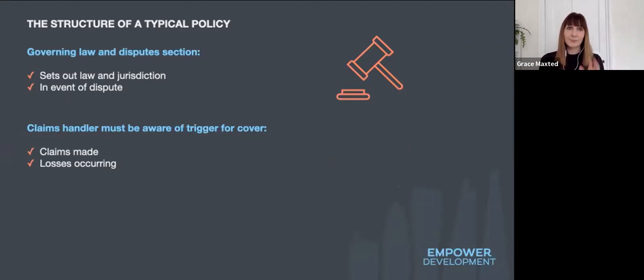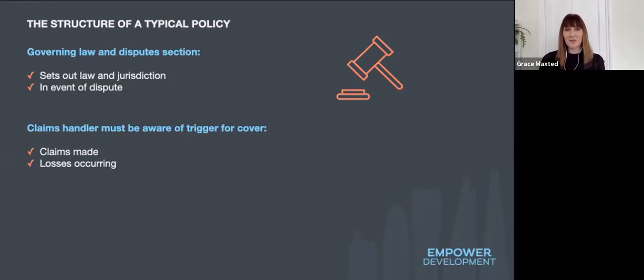The governing law and dispute section sets out the law and jurisdiction. So the law will be what law applies. For us, it's English law, which typically applies to England and Wales, and sometimes Northern Ireland, depending on the situation. But the jurisdiction could, for example, be English courts. So it's again where the case will be heard in the event of some kind of dispute.